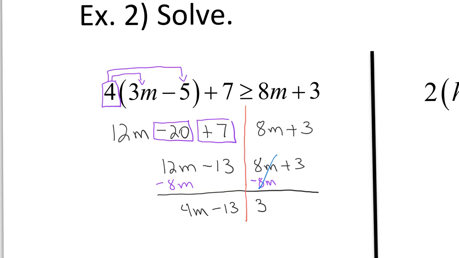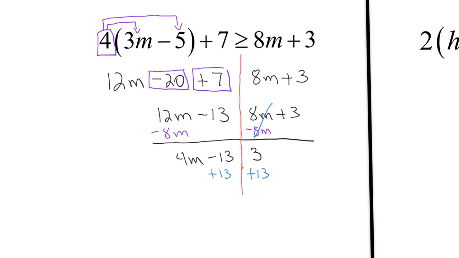The next step, notice we do have just one m on the left side, so that's the variable. I want to get rid of the constants on the same side of the variable, which is the minus 13. That's a constant because it doesn't have a letter. So I'm going to do the opposite, plus 13, and I add 13 to the other side. So you will have 4m. You cancel the negative 13 and the positive 13. And on the other side, we have 16, 3 plus 13.